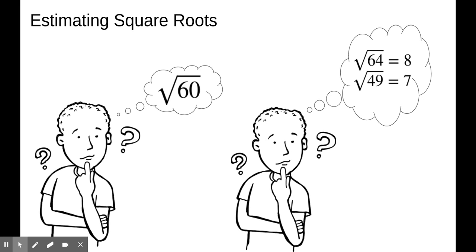So that means the square root of 60 must be somewhere between 7 and 8, since the square root of 49 is 7 and the square root of 64 is 8. Since 60 is closer to 64, a good estimate for the square root of 60 would be something like 7.8. Developing flexibility with square roots and recognizing perfect squares will allow students to estimate more easily.